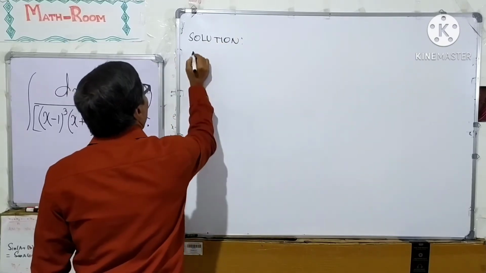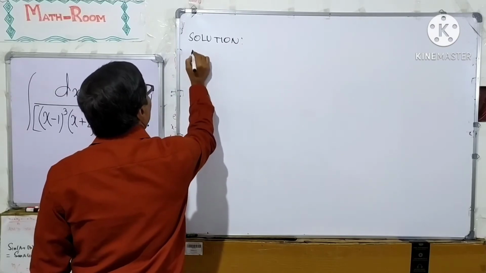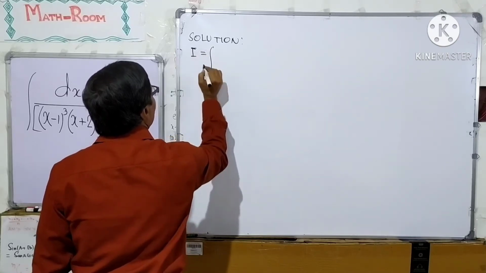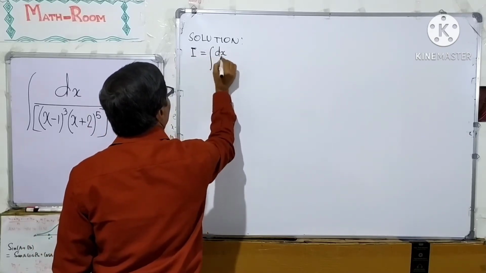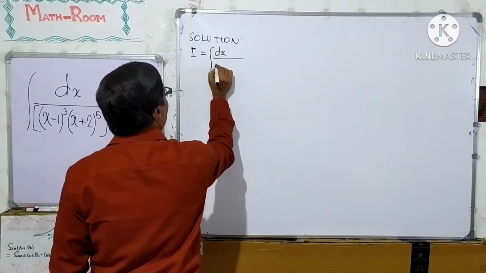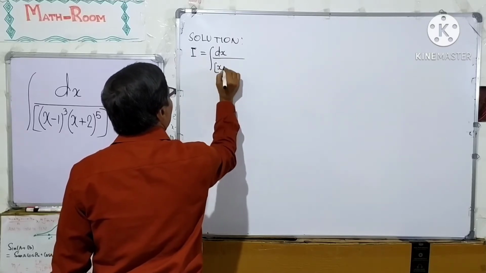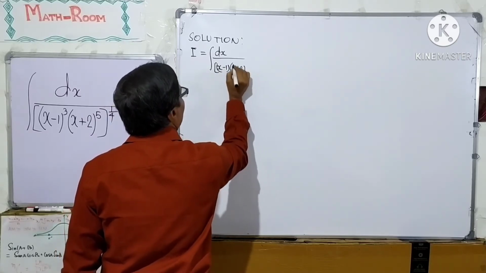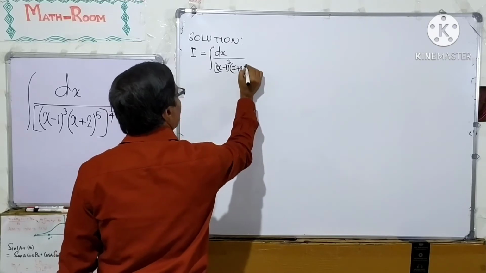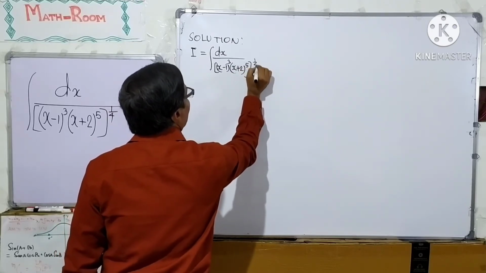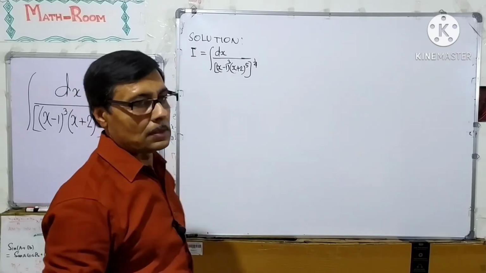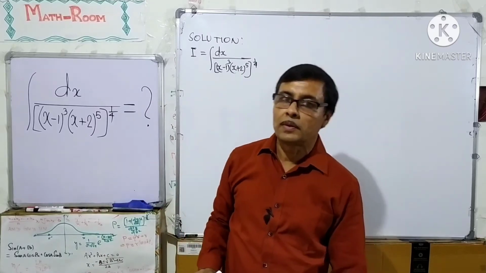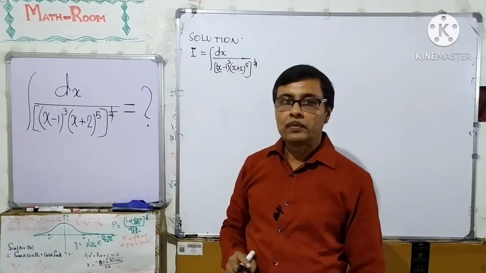Here we write down this integral, assumed as I, equal to dx over (x minus 1) to the power 3 into (x plus 2) to the power 5, whole to the power 1 over 4. This is the integration of dx over (x minus 1) to the power 3 into (x plus 2) to the power 5, whole to the power 1 over 4.